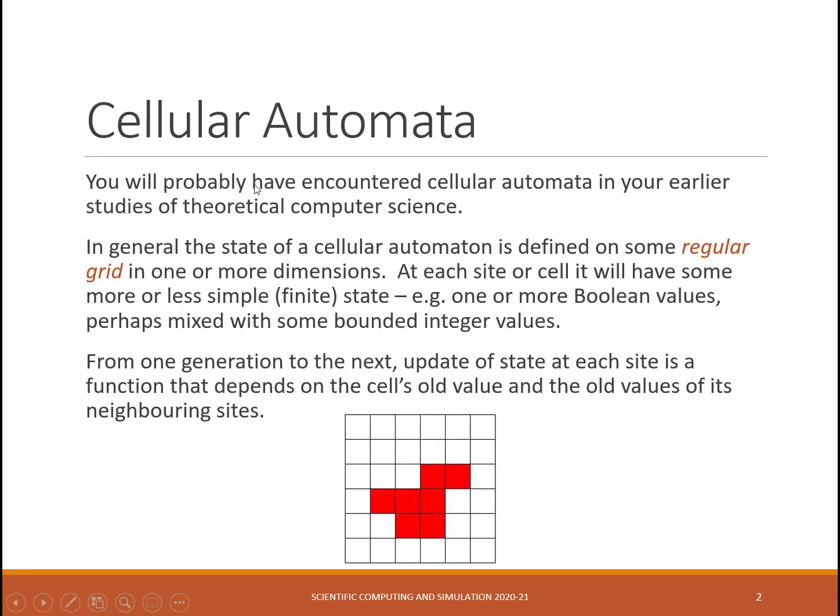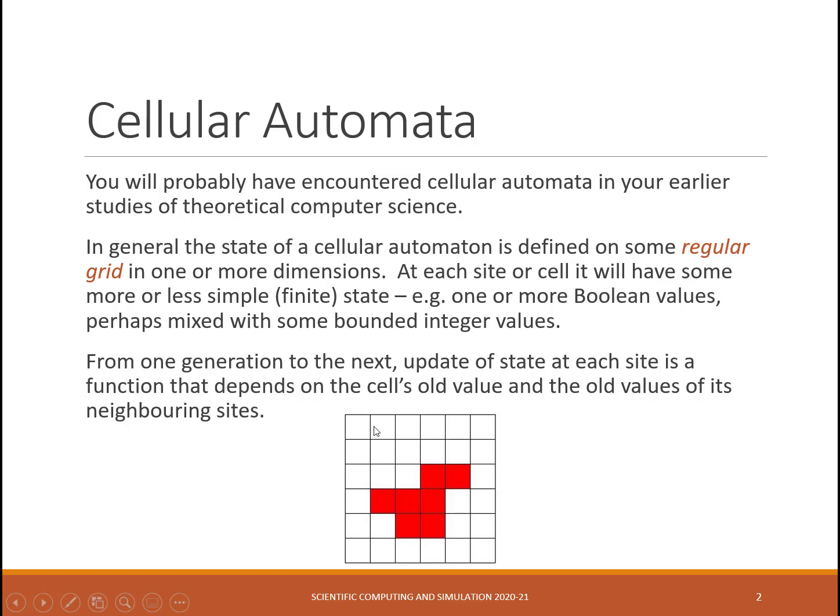Cellular automata, as you might have studied earlier, consist of a regular grid of cells. Each cell in the automata has some states. States are either Boolean values such as on and off, or some bounded integer values. The grid itself can be in one or more dimensions. For instance, here we have a 2D cellular automaton.